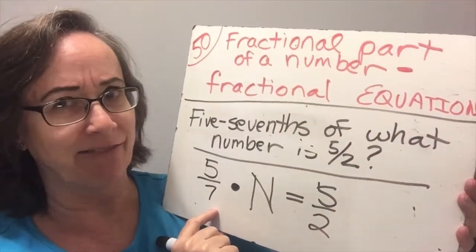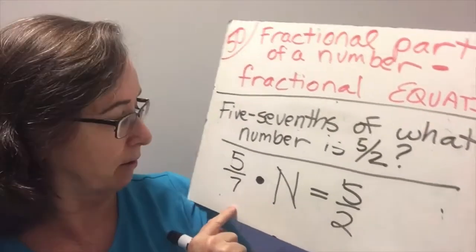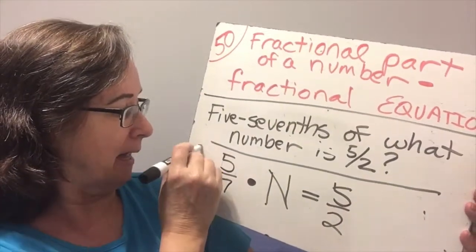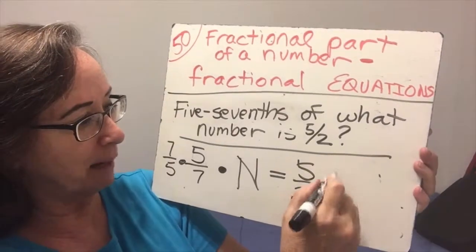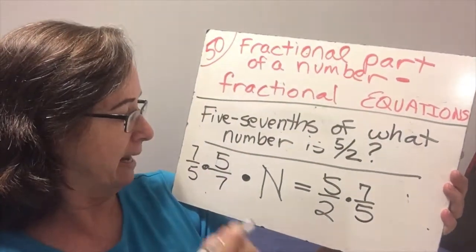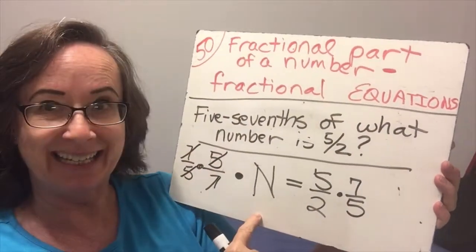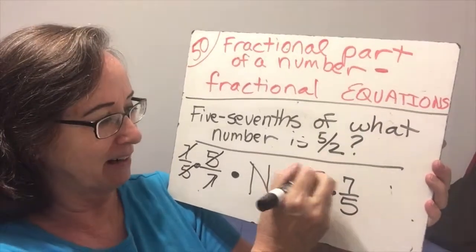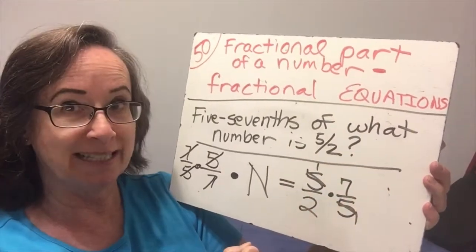The easiest and the fastest way to get rid of a fraction is to multiply by its reciprocal. The reciprocal is 7/5. So we're going to multiply by 7/5 on the left-hand side and by 7/5 on the right-hand side. So now my 5 and my 5 and my 7 and 7 cancel. My n is all by itself. And over here, something cancels. We have a 5 and a 5 that both divide by 1, which means that they can go away.